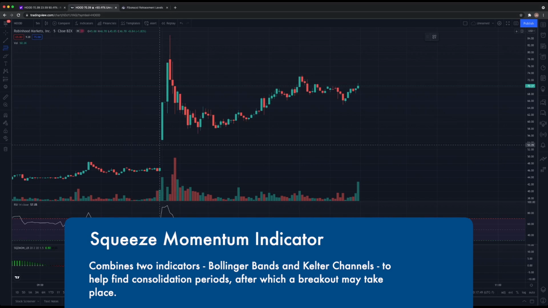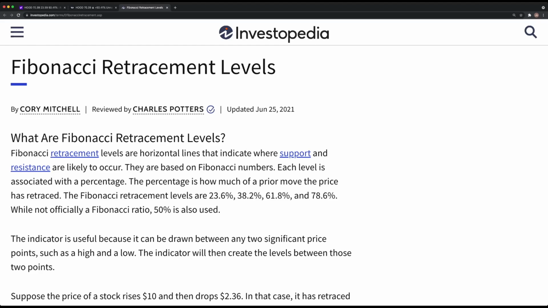So you're probably wondering, what are Fibonacci retracement levels? Fibonacci retracement levels are horizontal lines that indicate where support and resistance are likely to occur. They are based on the Fibonacci numbers. Each level is associated with a percentage. The percentage is how much of a prior move the price has retraced. The Fibonacci retracement levels are 23.6%, 38.2%, 61.8%, and 78.6%. While not officially a Fibonacci ratio, 50% is also used.